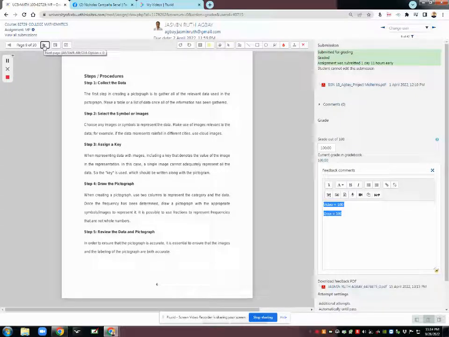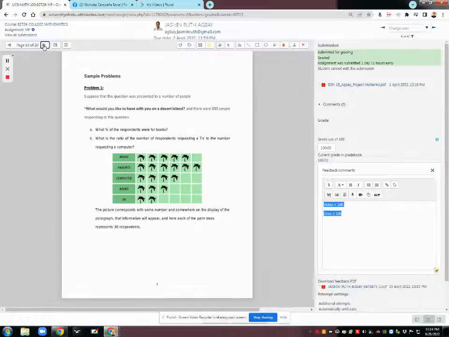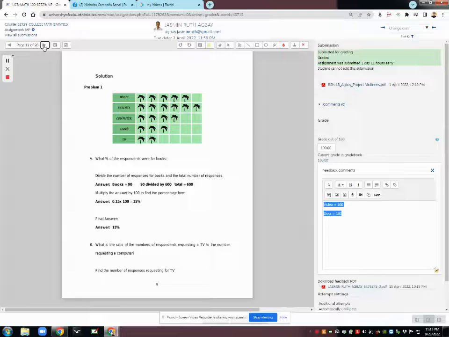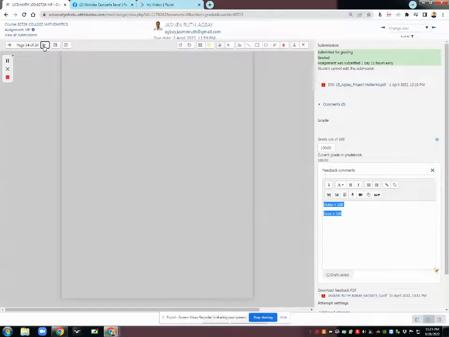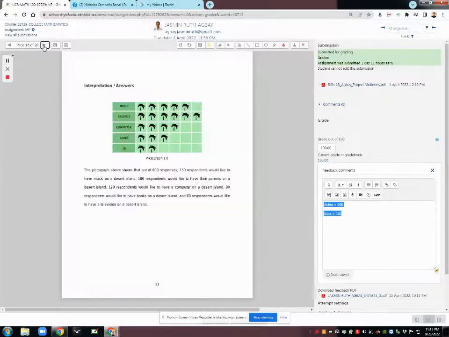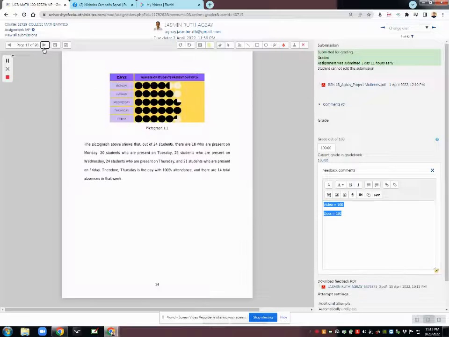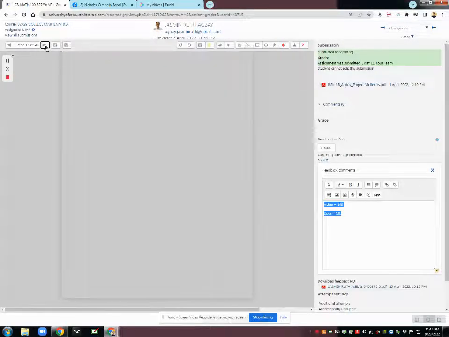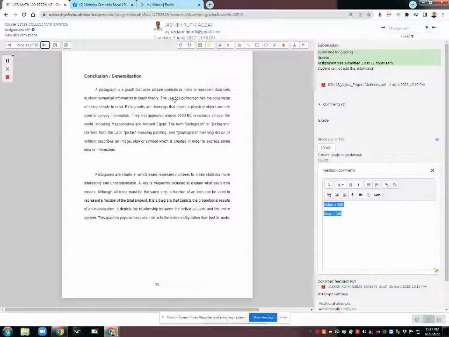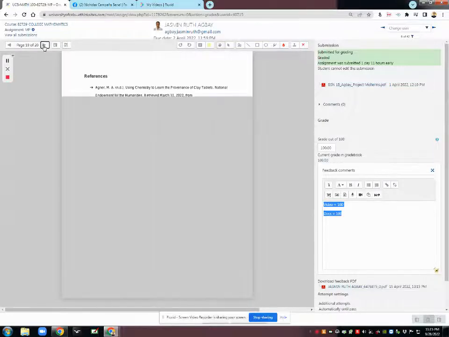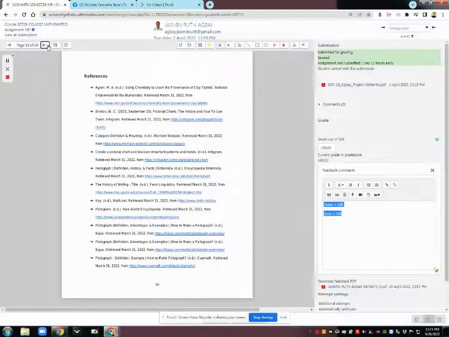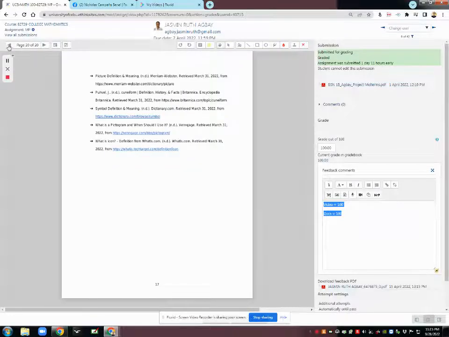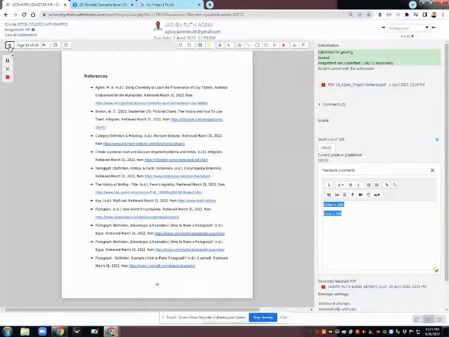How you're going to perform your pictograph. Then a sample problem and then its solution. Then problem number 2, because there are so many of them in the group, they make another problem. Then they have the conclusion or generalization or application, and then their references, where they researched their data. That's the last part. Make sure you have the proper page numbers.